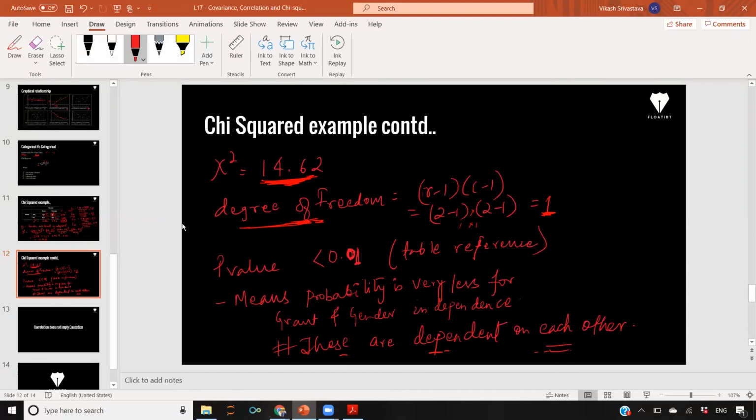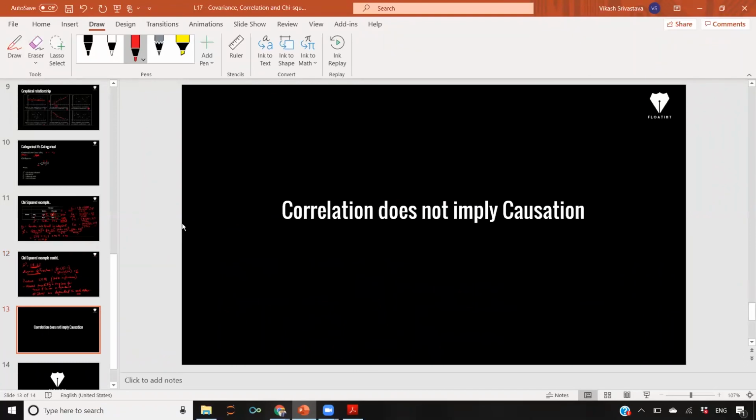All right. The last point I want to talk about is that correlation does not imply causation. What does this actually mean? In the case of height versus salary, if I say based on data that height and salary are correlated, that doesn't mean that a higher salary is caused by height. That is a fallacy here.